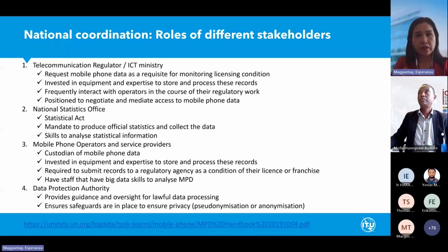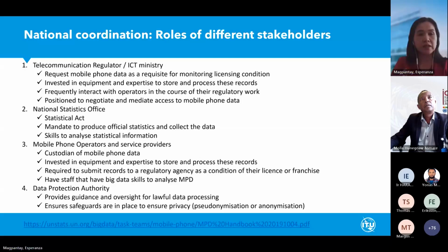The mobile operator is, I would say, one of the most important stakeholders because they are the holder of this data. They have equipment and expertise to store and process the data. In many cases, they have the obligation to provide this data to the regulatory agency as part of their license obligations. And they often have the skills and staff that can analyze this data, not just for statistical purposes, but also for business purposes.